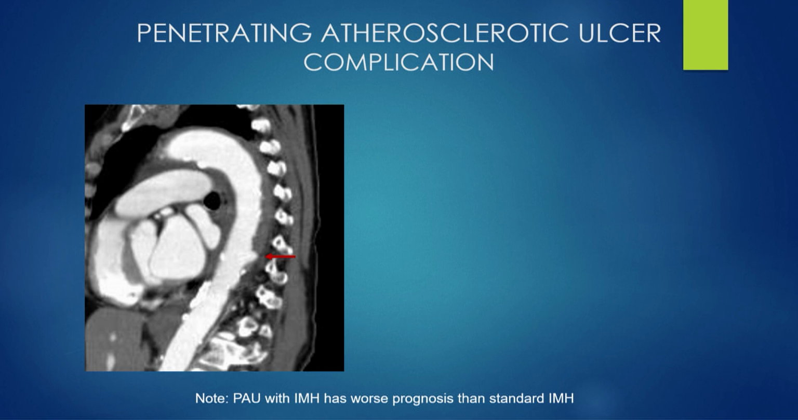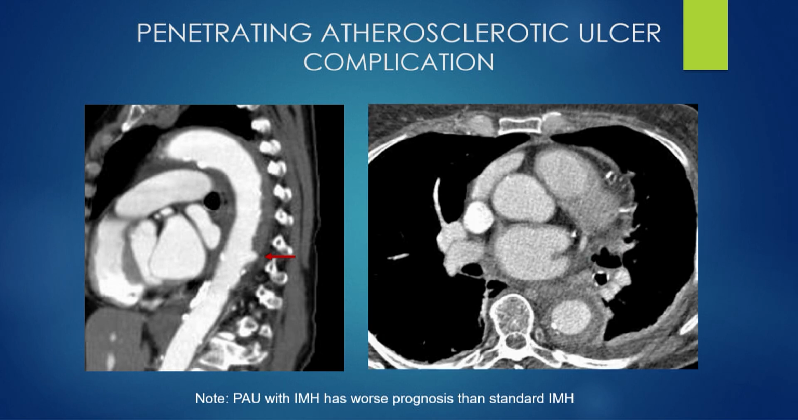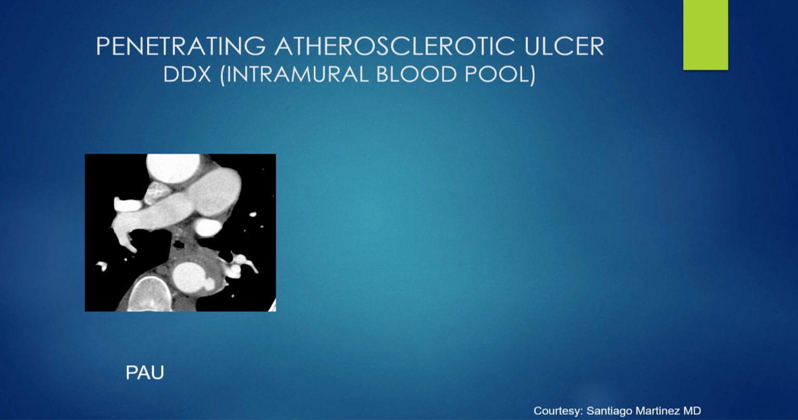So PAU, penetrating ulcer, and intramural hematoma have a relationship. When you see a PAU, some of the IMHs are not just rents, they're actually ulcers. And if there's an ulcer versus just a rent causing the IMH, that actually has a worse prognosis. So there's your IMH in the same patient.